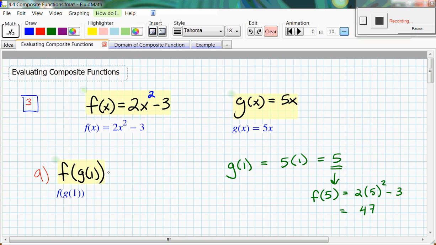So let's ask the calculator here. And the calculator is upset with me. So let's try that again. There we go, 47. So they got the same thing that we did, okay? Let's practice with these a little bit more.